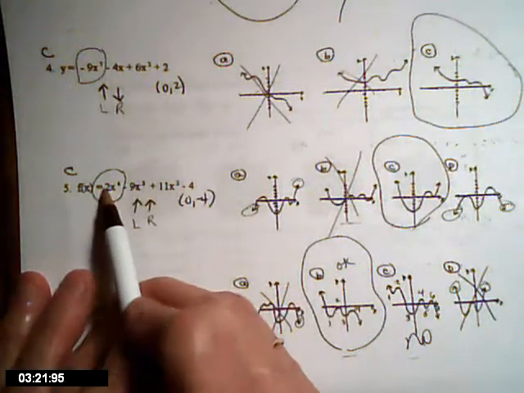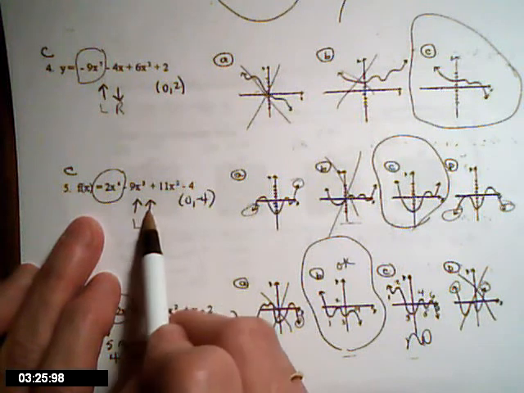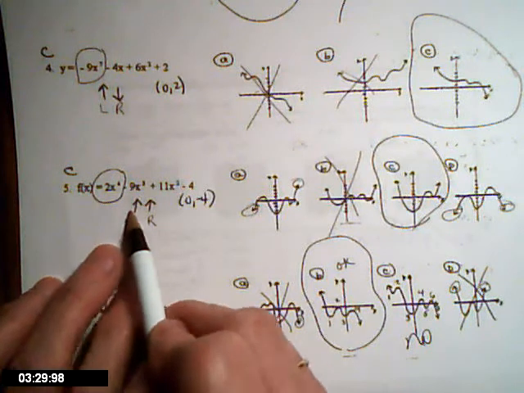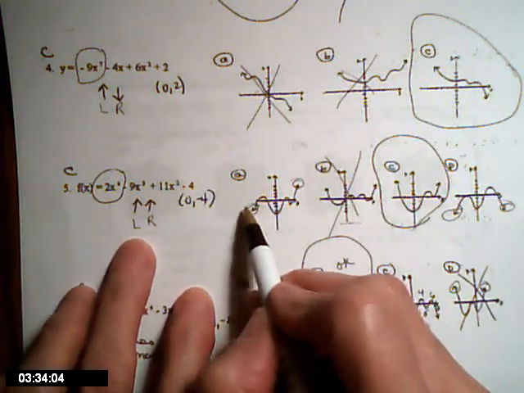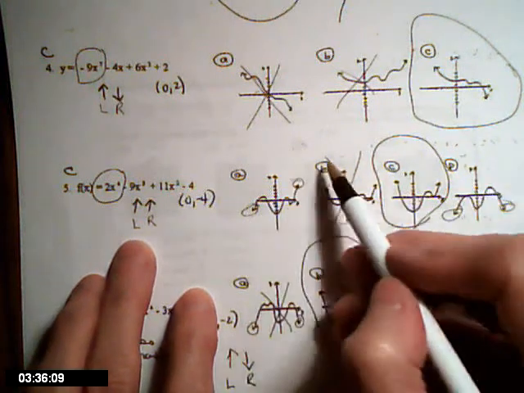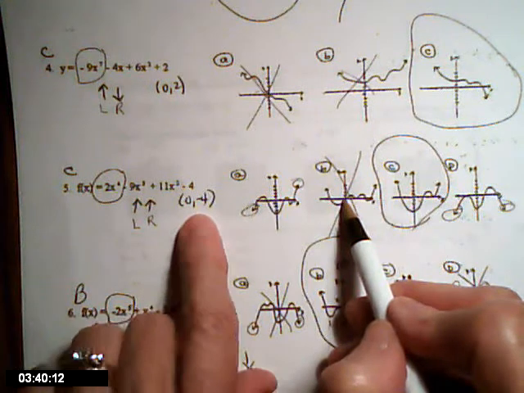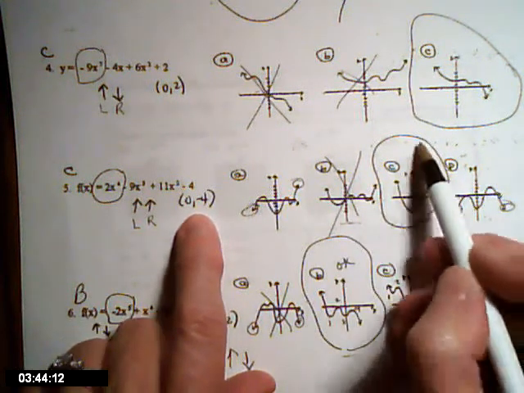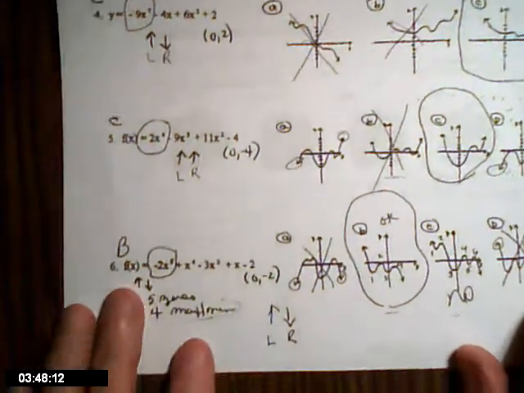Number 5, leading term is 2x to the 4th. The plus 2 says the right end is up. The even 4 says the left will be doing the same thing. Y-intercept is 0, negative 4. A goes from down to up. Can't be that one. B has both up, but it goes through the origin, not negative 4. C goes up, and it does go through negative 4, so that's going to be the graph. You should notice D, both are going down, so it's C.